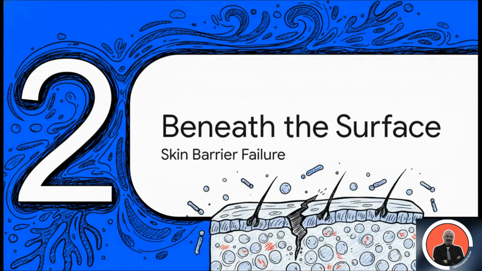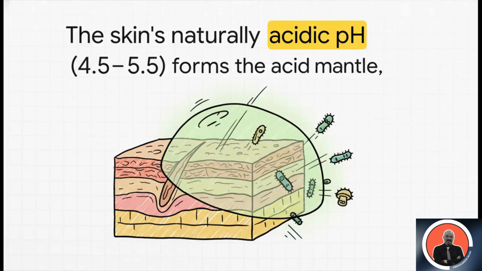Okay, so that leads us to our next section. Let's go beneath the surface and really understand the pathophysiology here. How exactly does the skin barrier break down on a microscopic level? So, the skin's first line of defense, and it's a brilliant one, is its acid mantle. Healthy skin keeps a slightly acidic pH, somewhere between 4.5 and 5.5, and that acidity is absolutely critical for keeping harmful bacteria and fungi out.